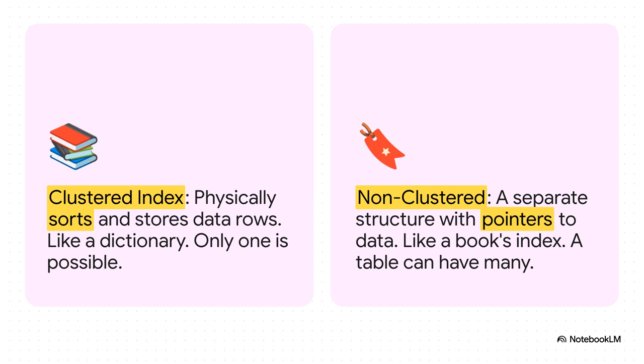A non-clustered index, on the other hand, is like the index at the back of a textbook. It's a totally separate list with page numbers or pointers that tell you where to find the real information. And just like a book can have multiple indexes by subject, by author, a table can have many non-clustered indexes.